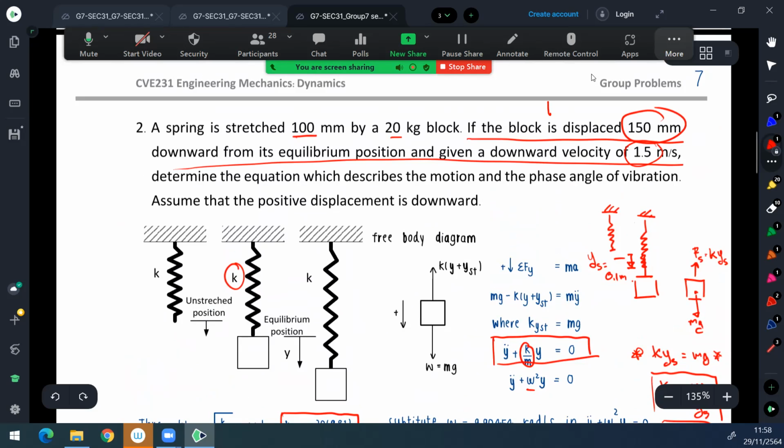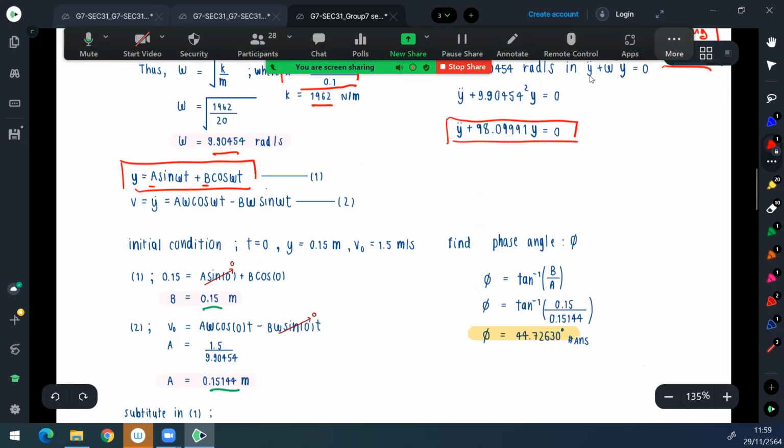That means that when time equal to 0, y becomes 0.15 meter. So this is y0, right? And velocity is 1.5 meter per second. That is, this term becomes v0. Okay, so then we have two initial conditions: when t equal to 0, y equal to 0.15, and v0 equal to 1.5.